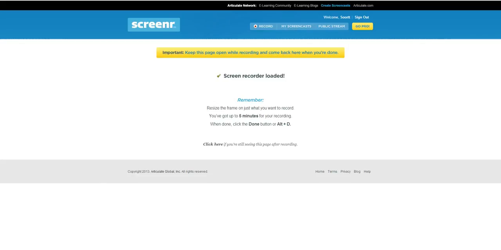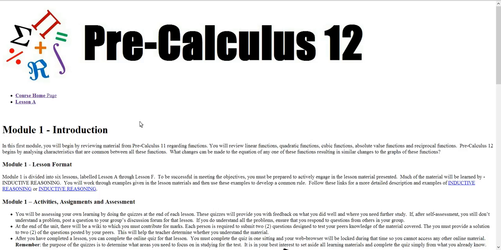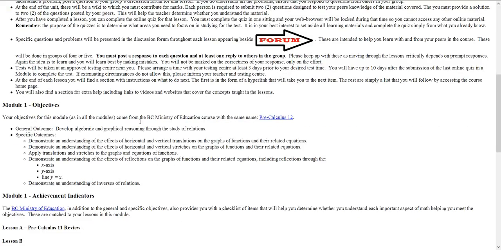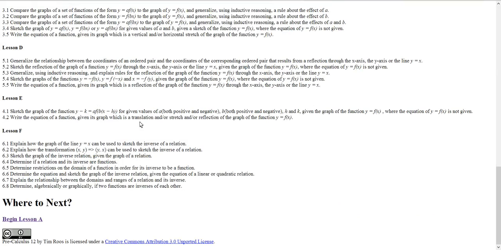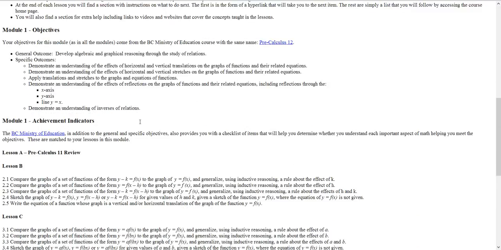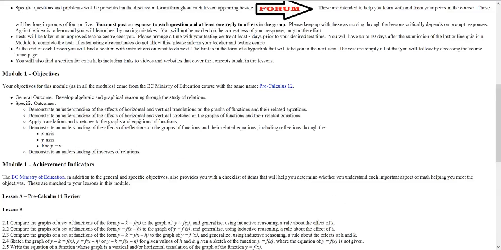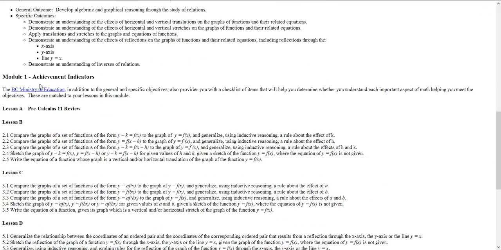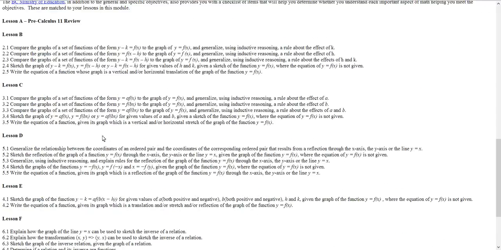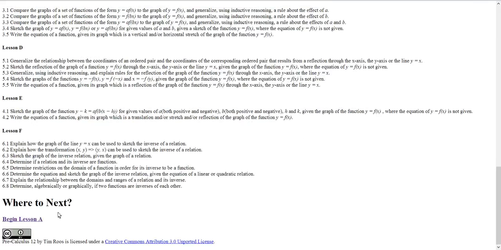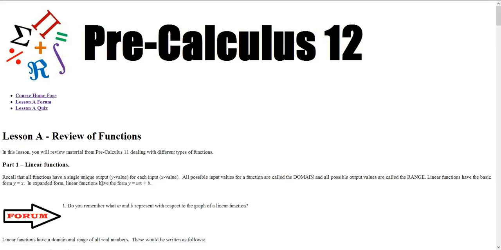As I was finishing up in the last video, we were looking at the Pre-Calculus 12 introductory page where all the different objectives were given for the students. They could read through those objectives, the different achievement indicators as given by the Province of British Columbia in the integrated resource packages. They would then link to Lesson A, begin Lesson A.